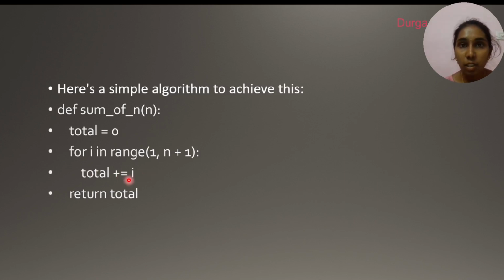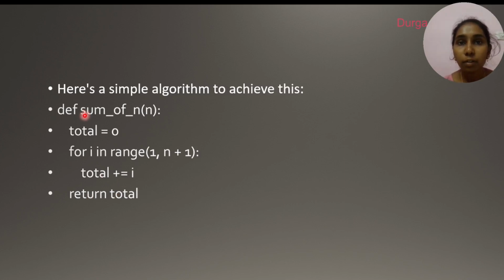Total value is 0. 0 plus 1 is 1, so it is stored in total. Now total value is 1. Next i value is pointing to 2. Total value 1 plus 2 is equal to 3. That is stored in total. Next i value is pointing to 3. Total value is 3. 3 plus 3 is 6. That is stored in total. Then 4: 6 plus 4 is 10. 10 plus 5 is 15. After this no value is there in range, so execution exits from the loop. It will return the total. Total value is 15. In this way the algorithm works.